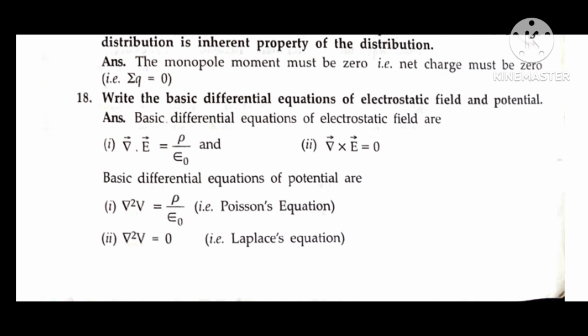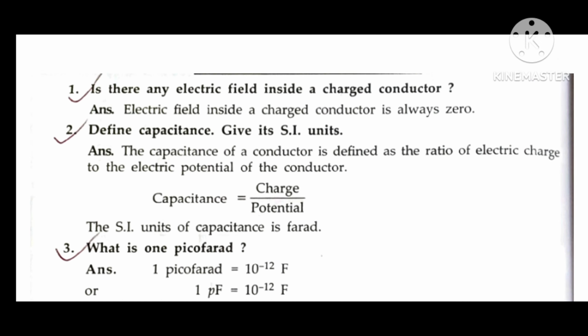Write the basic differential equations of the electrostatic field and potential. Basic differential equations of the electrostatic field are del dot E vector is equal to rho by epsilon naught and del cross E vector is equal to 0. Basic differential equations of the potential are del square V is equal to rho by epsilon naught, Poisson's equation, and del square V is equal to 0, Laplace's equation.